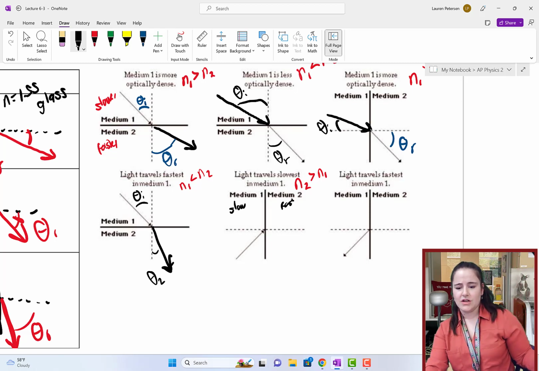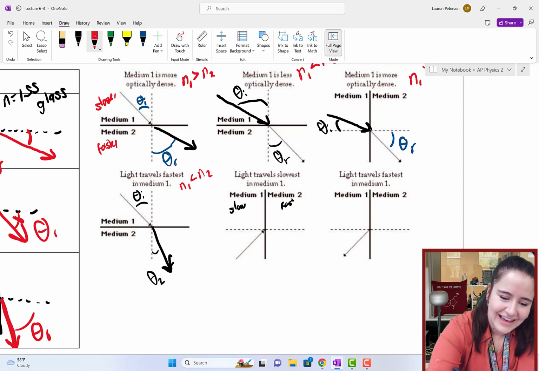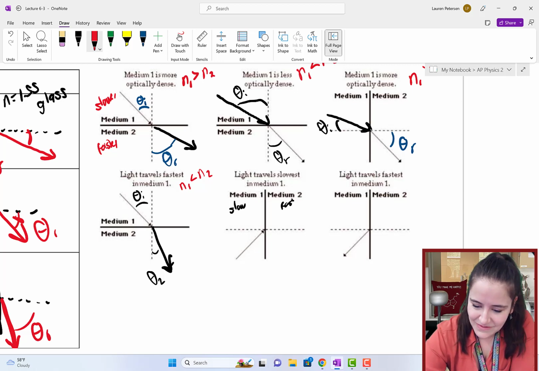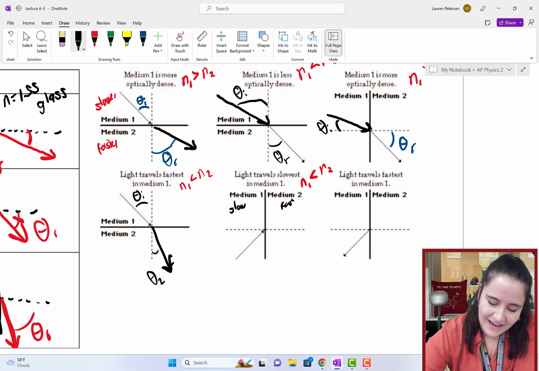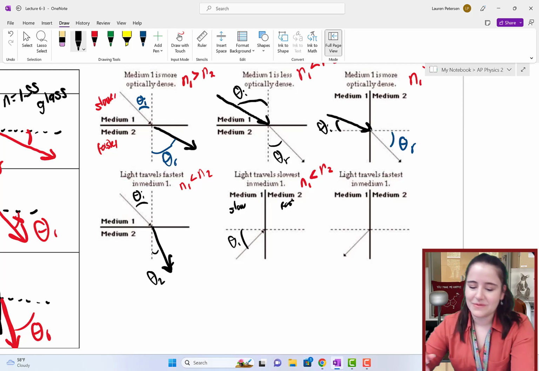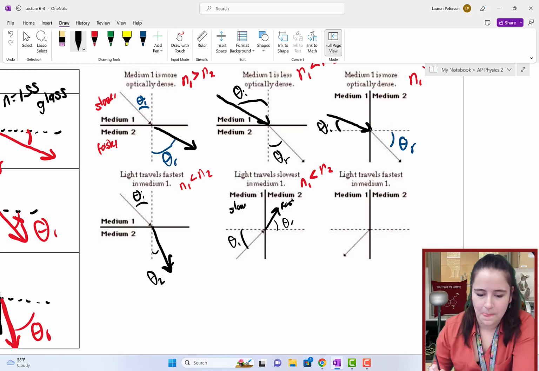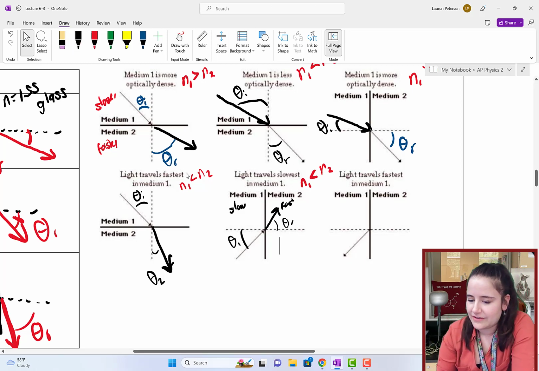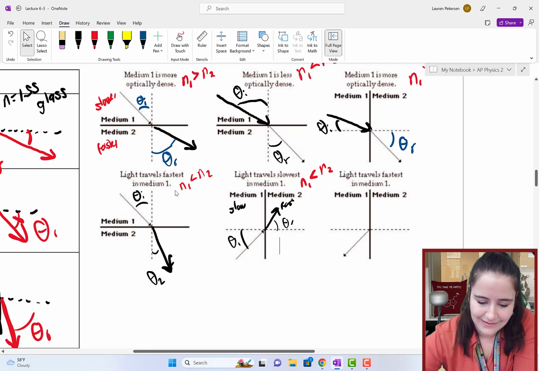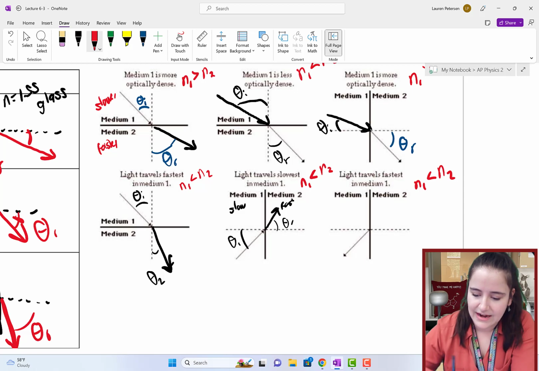Okay, so if it's going slow, this is what I did wrong. If it's going slower in medium 1, that means N1 is less than N2. That's what confused me. Okay, so we have our angle of incidence. It's going to speed up when it hits medium 2 and bend away from the normal. Yep. And travels fastest in medium 1. Okay, again, that's more similar to the first one where N1 is less than N2.